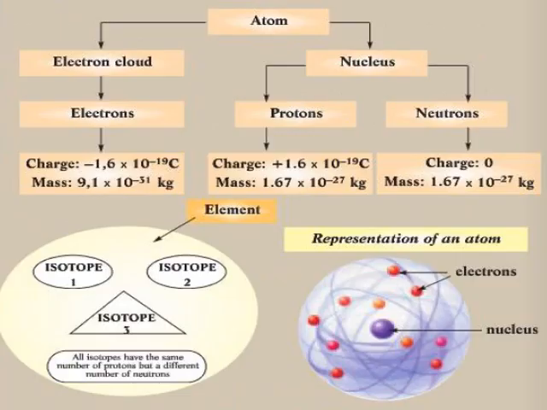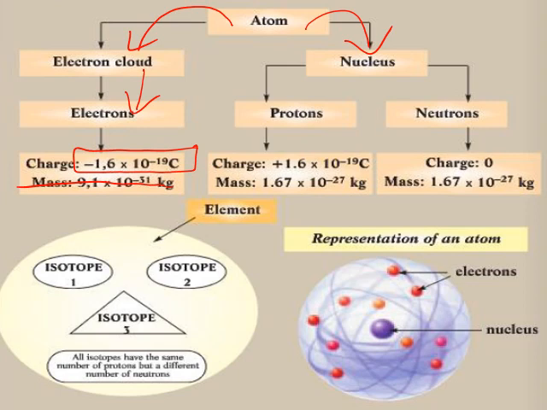So as I said, the atom is divided into the electron cloud and the nucleus. In the electron cloud, we have electrons. The charge of the electron is minus 1.6 times 10 to the power minus 19 coulomb. I don't need the mass. So minus 1.6 times 10 to the power minus 19 coulomb is the unit of charge.